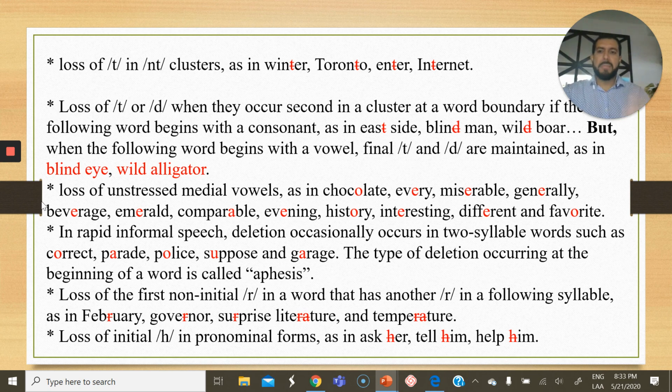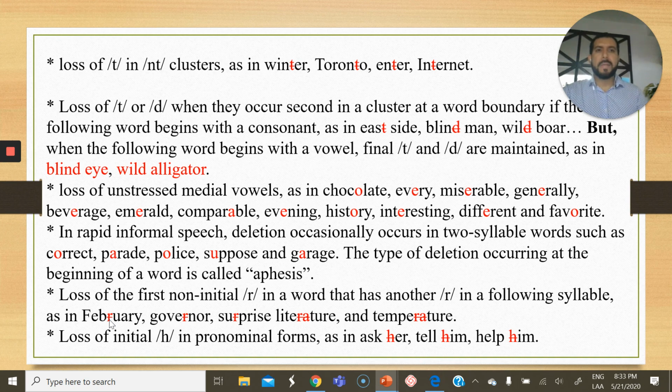So, deletion. That's it. One last case of omission that I want to talk about is the loss of the first non-initial r in a word that has another r in the following syllable. Might sound a little too surreal to you, but it's very simple. You have an r here, and you have another one here. So you could perfectly delete the first one, and in that way, you end up with the pronunciation of "February" without the r.